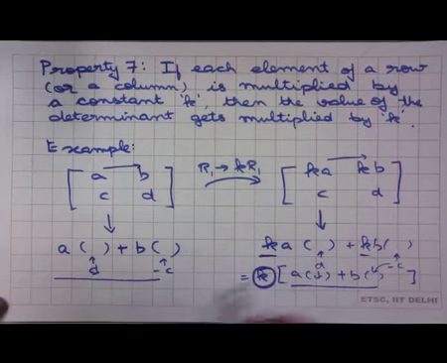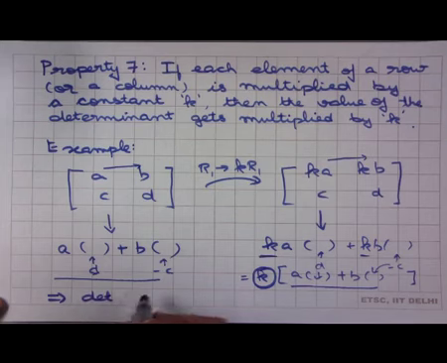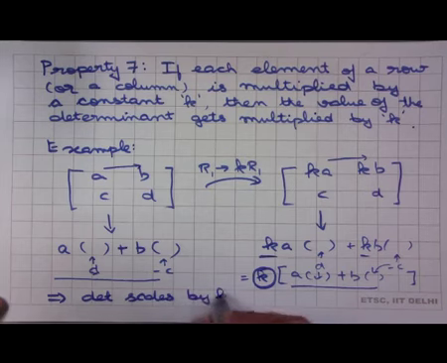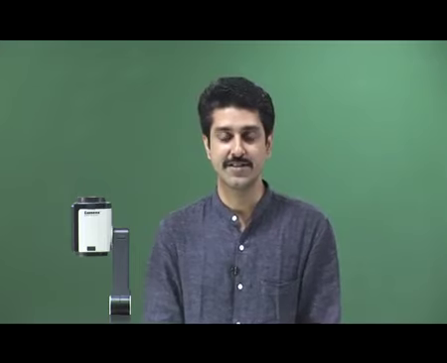So, the determinant scales by the factor k. So this is just if you do some scalar multiplication of an entire row, and we can do this for a column also, what we will see is that the value of the determinant is going to change or scale by a factor k, all right.